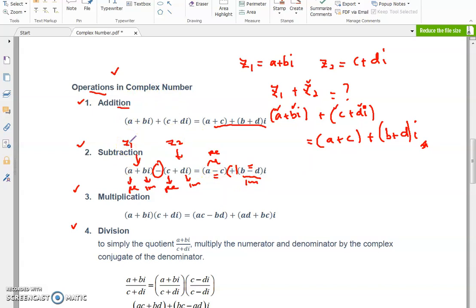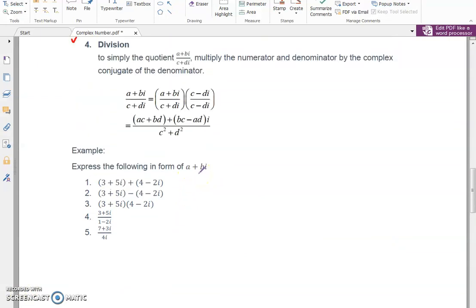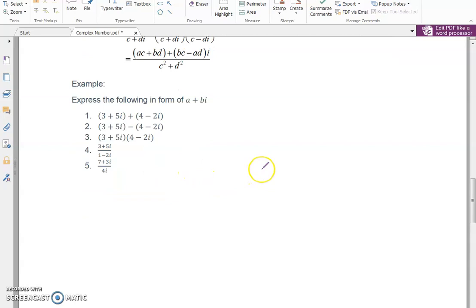Okay, so this is for addition and subtraction. We are going to see the example of addition and subtraction before we move into the multiplication and division. So let us go to the example right now. Okay, now we are going to see the example of addition and subtraction. So let us try to see the first question. This is an example of addition because we have plus at the middle of it.